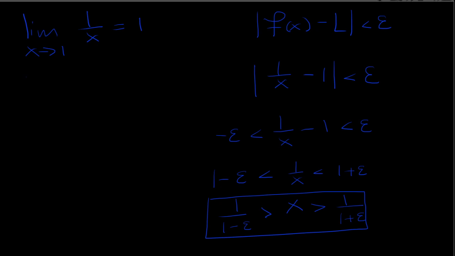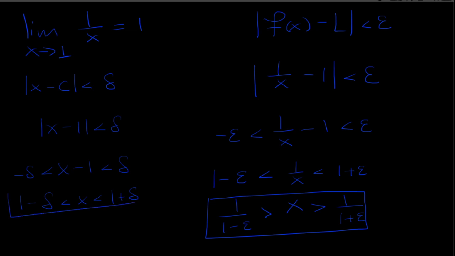The second one is going to come from absolute value of x minus c less than delta. C is the x value that I'm approaching, which is 1. So we'll have absolute value of x minus 1 less than delta. So that means x minus 1 is between negative delta and delta. I'm going to add 1. So we have 1 minus delta is less than x less than 1 plus delta. And now we have our second inequality of x.